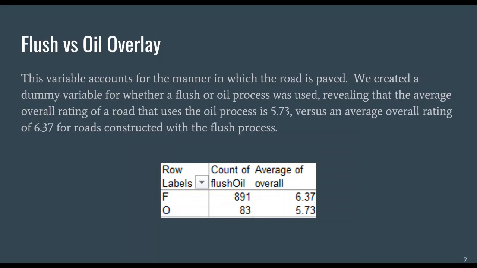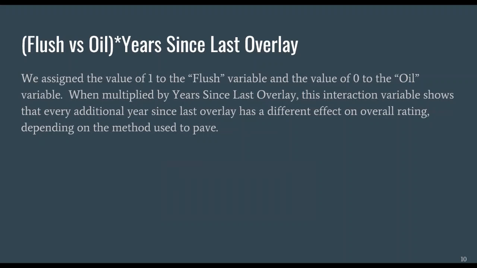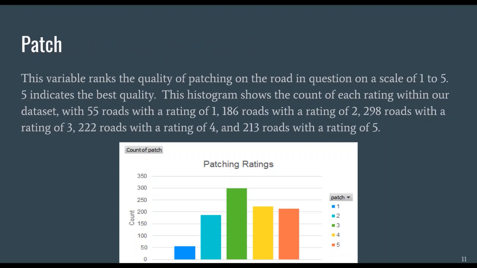Flush versus oil. There's far more flush roads than oil roads in our data set, and the flush roads have an average overall rating that's a little bit higher at 6.37 compared to oil roads at 5.73. And then our interaction variable, which is that flush versus oil dummy times years since last overlay, shows that every additional year since last overlay has a different effect on overall rating depending on the method used to pave the road in the first place.